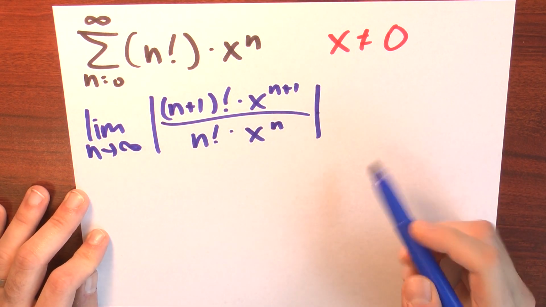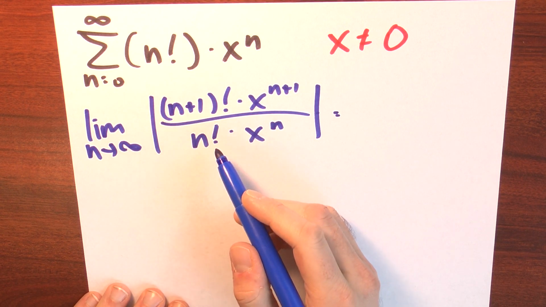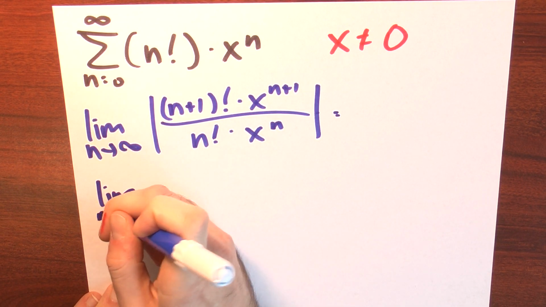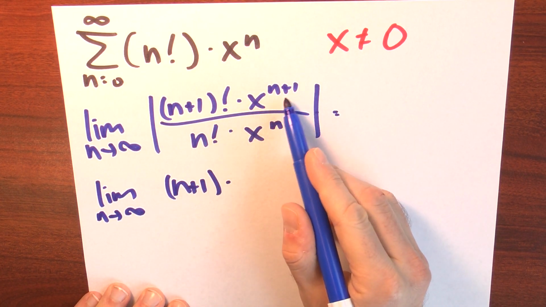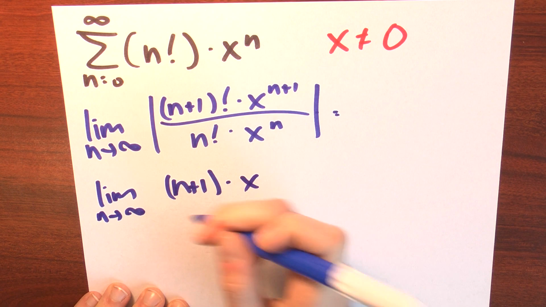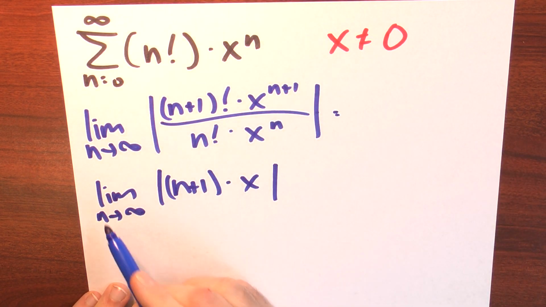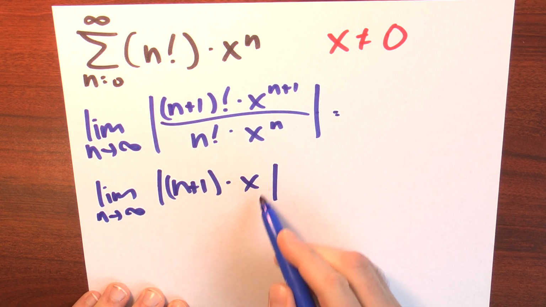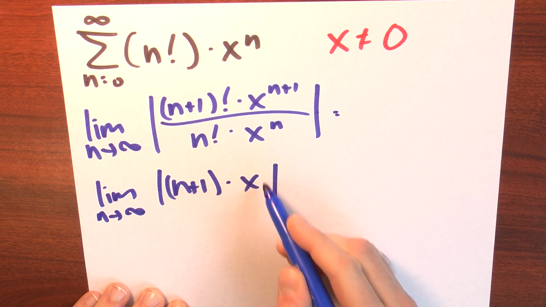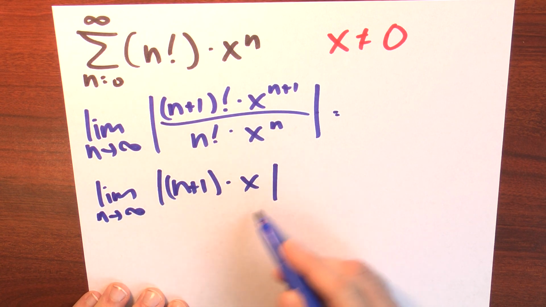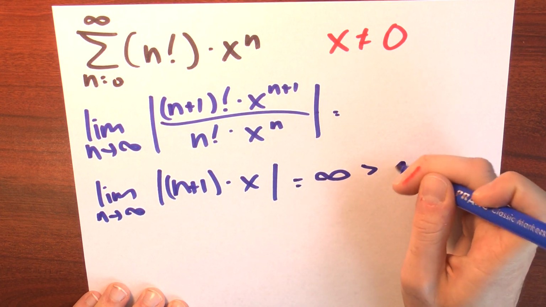What's this limit? Well, I can simplify it. What's (n plus 1) factorial over n factorial? That's just n plus 1. And then I've got x to the n plus 1 over x to the n, which is just x. So for some fixed value of x which isn't 0, what is this limit? Well, if x is anything but 0, this limit is an enormous number times a non-zero number. This is very, very positive. This limit is infinite, and that is bigger than 1.